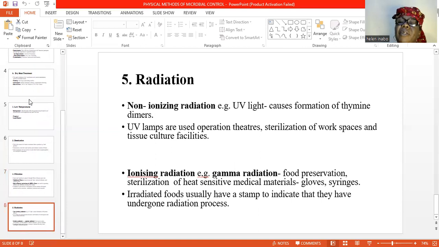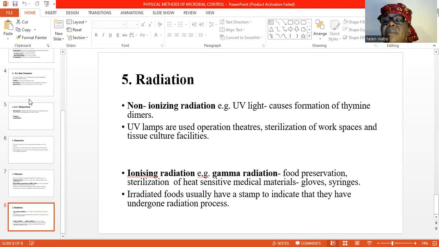We also have the use of radiation. There are two types of radiation: non-ionizing radiation and ionizing radiation. Non-ionizing radiation involves the use of ultraviolet light, which has low penetration or power. UV light is known to cause formation of thymine dimers in nucleotides.